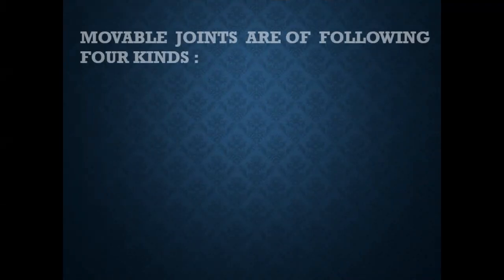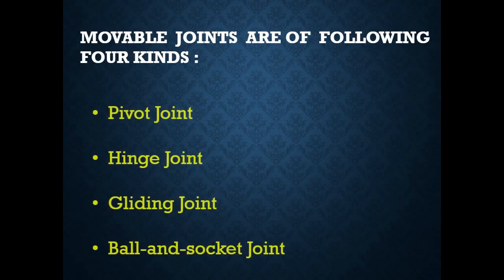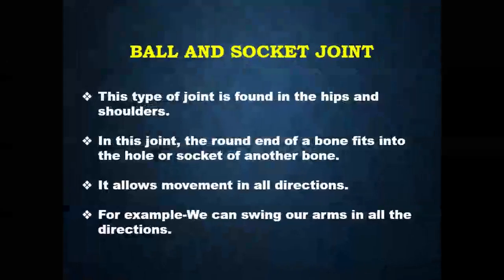Now, children, movable joints are of the following four kinds: pivot joint, hinge joint, gliding joint, and ball and socket joint. We will discuss each joint in detail. So let us start with the first joint, which is the ball and socket joint.